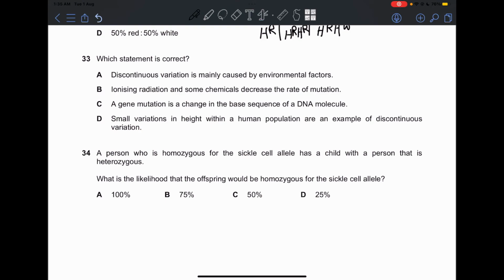33. Which statement is correct? Discontinuous variation is mainly caused by environmental factors. Of course, this is an incorrect statement. B says ionizing radiation and some chemicals decrease the rate of mutation. Of course, this is an incorrect statement because ionizing radiation and some chemicals that are mutagens may cause an increased rate of mutation. C says a gene mutation is the change in the base sequence of a DNA molecule. Of course, this is a correct statement, so our answer is going to be C.